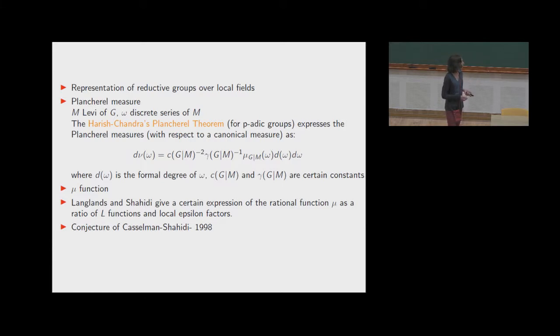So this mu function, the relationship with number theory is that Langlands-Shahidi managed to express it as a rational function, which is a ratio of L-functions and local epsilon factors. So the conjecture I will be talking about, which is related to this L-function business, states that if you have a generic standard module, there is a unique generic irreducible subquotient, and this subquotient should appear as a subrepresentation. I will give you the statement after introducing all the notation.